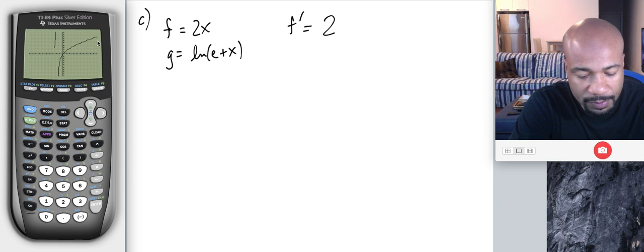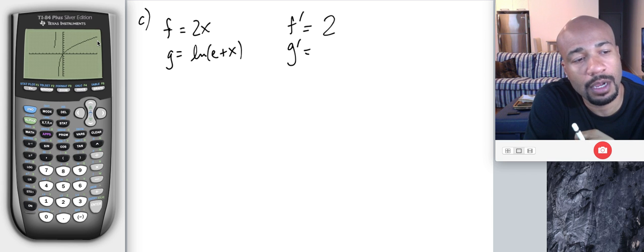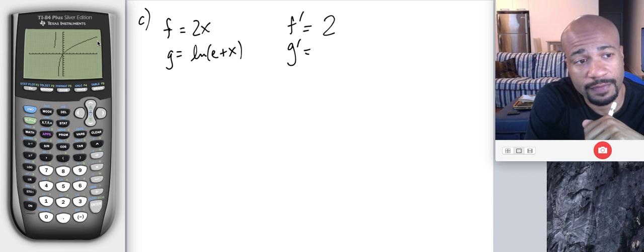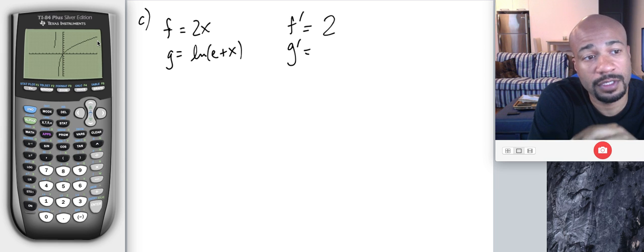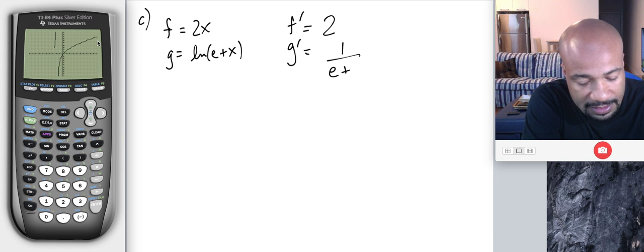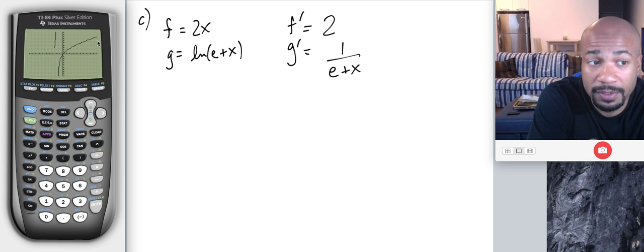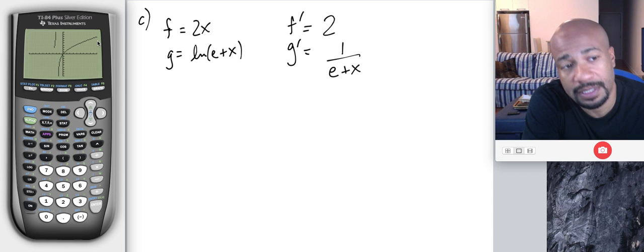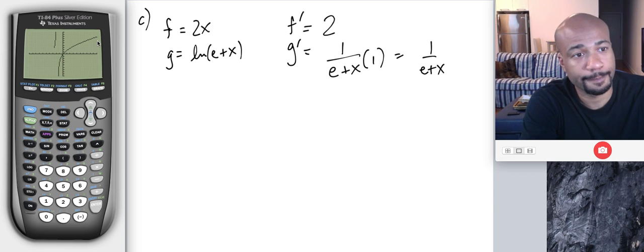And now let's look at g prime. All right, so we have to work the chain rule. The reason why is because the natural log is the outer function, and you also have a function inside of the natural log function. So you have a linear function inside, a composite function. So you have to take the derivative of the outside function. The derivative of natural log is 1 over whatever's inside, so that's e plus x. And then let's take the derivative of the inside, which happens to be 1, because the derivative of e plus x is equal to 1. So it simplifies to 1 over e plus x.